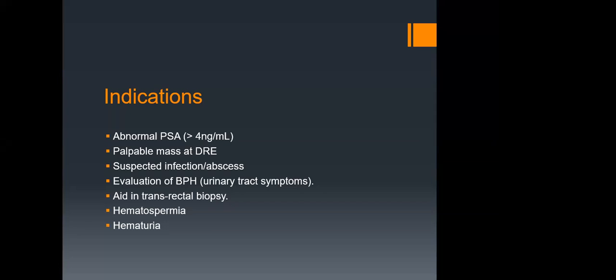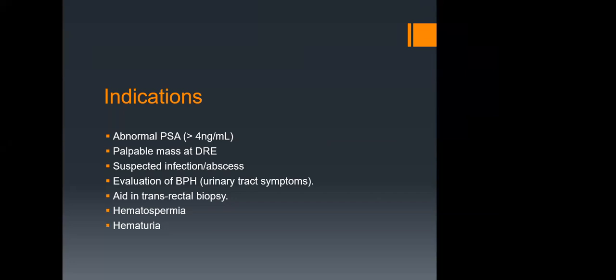And then if you are suspecting infections or abscesses, if you are evaluating for prostatic hypertrophy, especially in circumstances where you have urinary tract symptoms, if you want to aid in transrectal biopsies, now this is for the physicians, for the urologists, for the radiologists. If you have hematospermia, you are seeing blood in semen, we want to know what is happening.